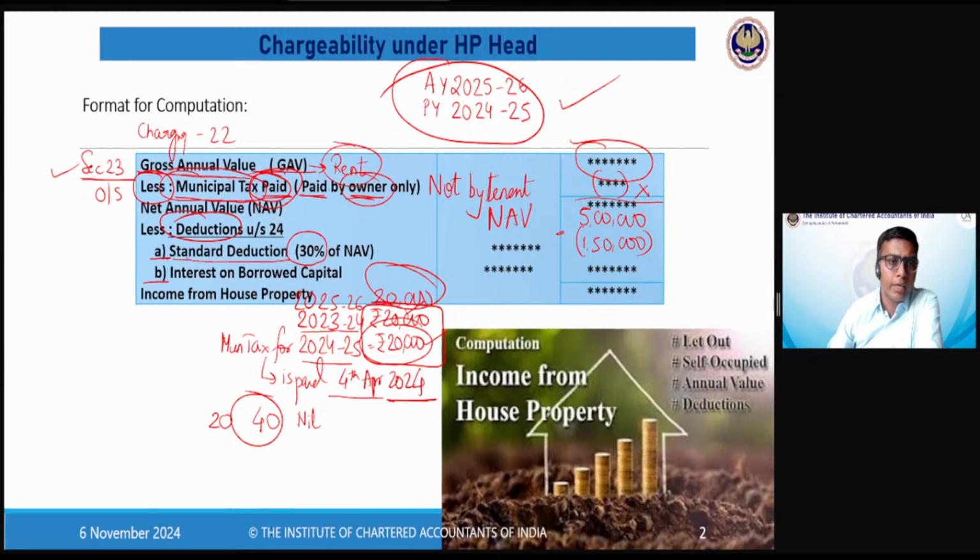And then second deduction is if I have taken any loan, which is over here called as borrowed capital, loan for this particular house property, then the interest applicable on this loan will also be eligible for deduction.